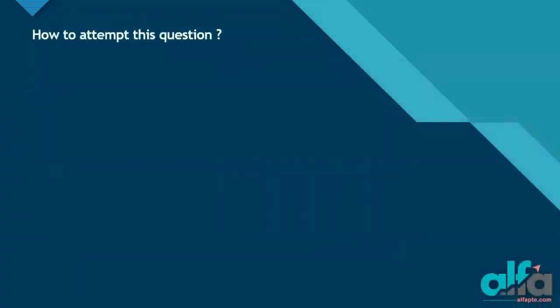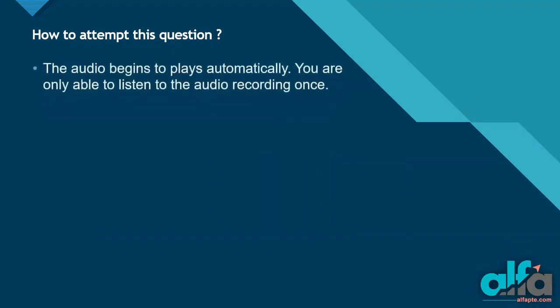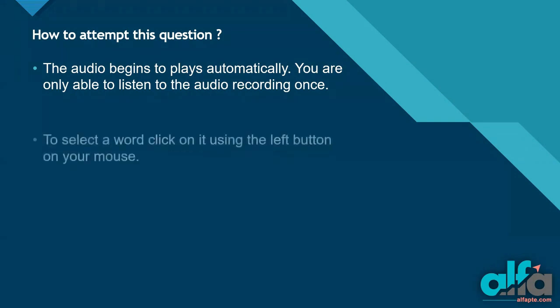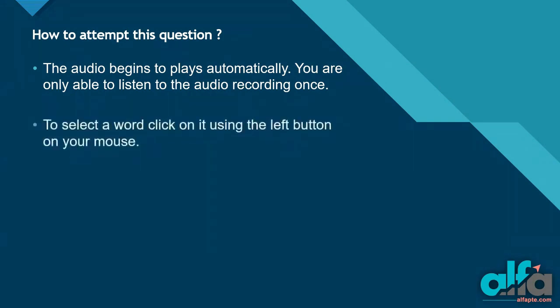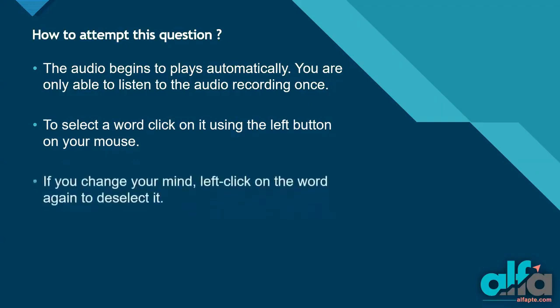Let's see how we can attempt this question. The audio begins to play automatically. You're only able to listen to the audio recording once. To select a word, click on it using the left button on your mouse. If you change your mind, left click on the word again and deselect it. The words you select are highlighted in yellow color. So according to you, the words highlighted in yellow are incorrect words. If you think you highlighted a word without any reason or by mistake, you can click on it again and it will be deselected.